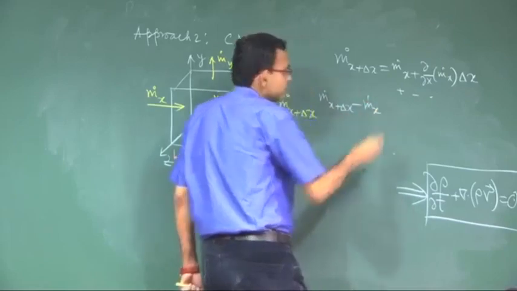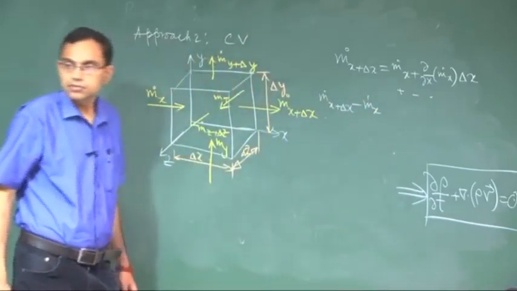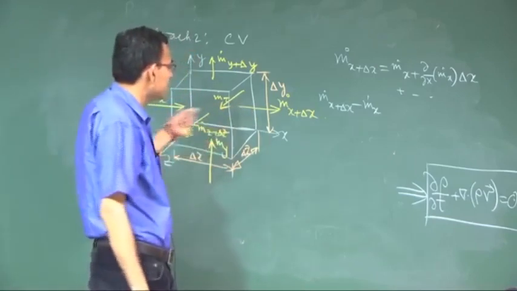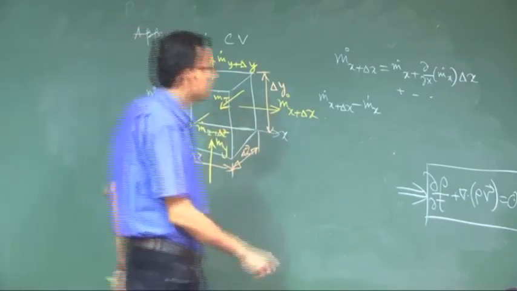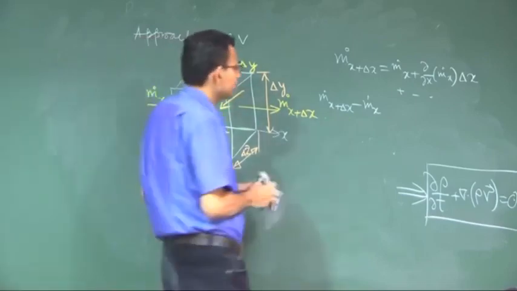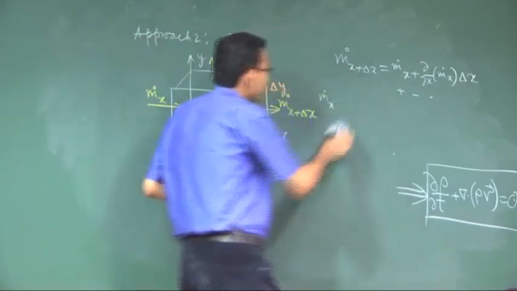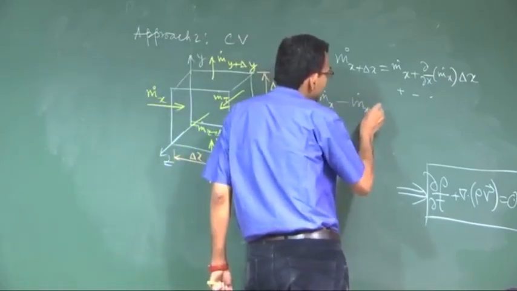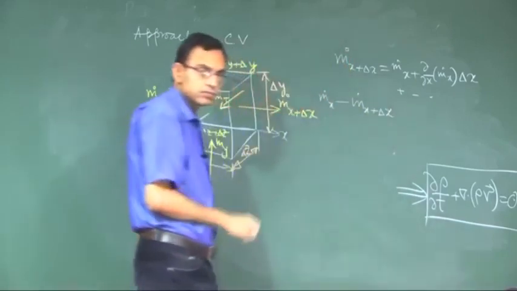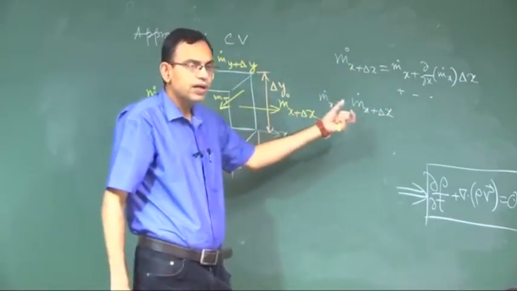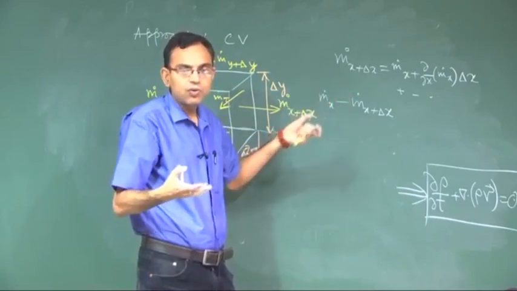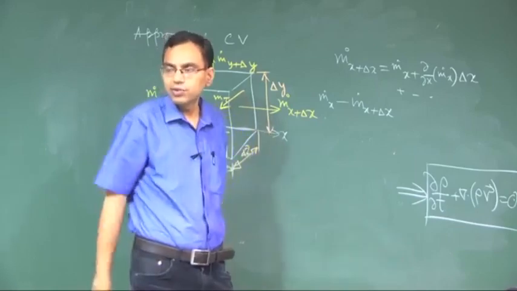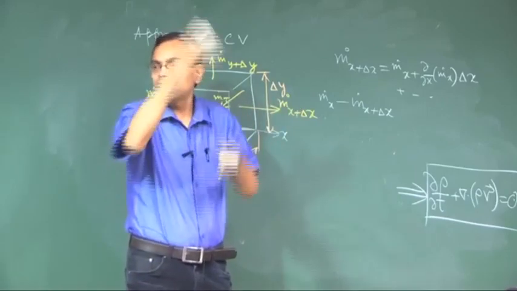So m dot x plus delta x minus m dot x is what? Why are we calculating this? This is out minus in, or in fact you can calculate the other way, m dot x minus m dot x plus delta x. So whatever is going in minus whatever is coming out. That is more rational to calculate, because mass is not created. Whatever is coming in, what we expect is that something less than that will come out, at the most that much can come out, but not more than that.